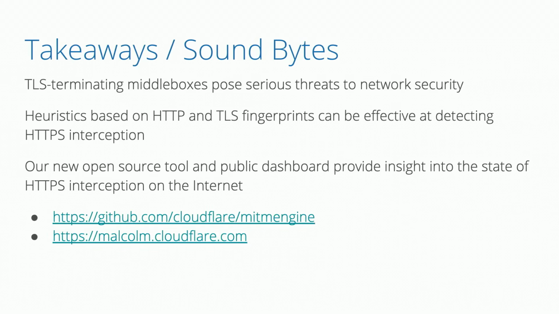The second takeaway from the talk is that heuristics based on HTTP and TLS fingerprints can be effective at detecting HTTPS interception. Detecting when interception occurs is the first step to holding middle boxes accountable. This is especially important for clients who may not even know that their connection is being intercepted, as in the case of the citizens of Kazakhstan.